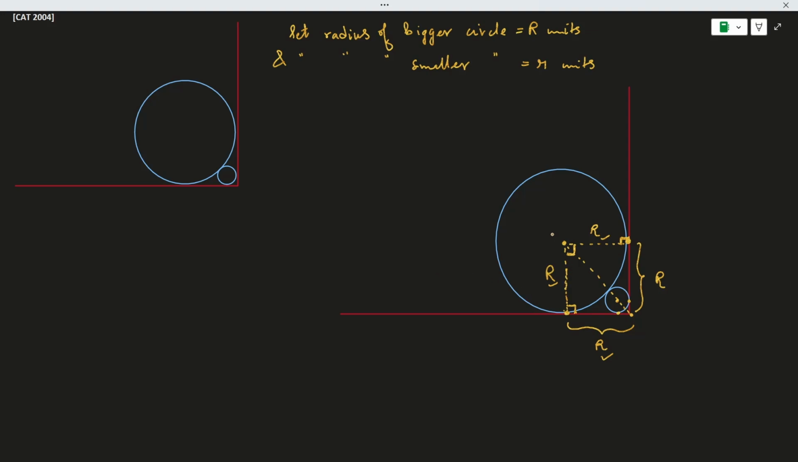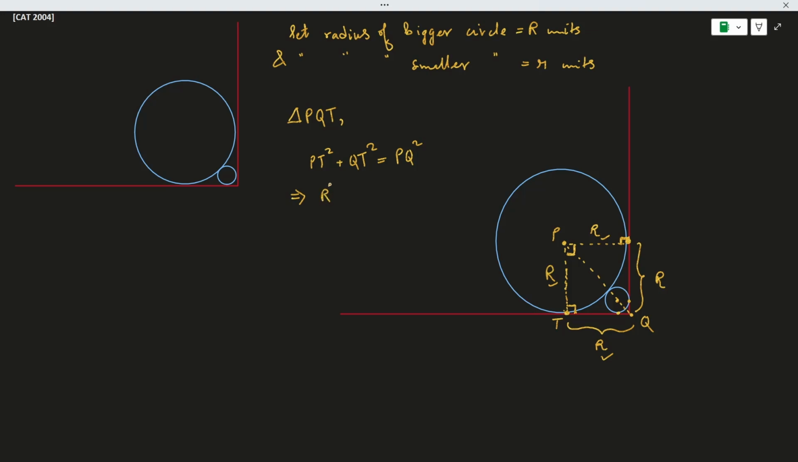If I look at, suppose this point is P, this point is Q, and suppose this is T. Okay, so in triangle PQT, can I say PT square plus QT square is equal to PQ square? Yes, because Pythagoras theorem, right? Right angle triangle, Pythagoras theorem I have applied here.